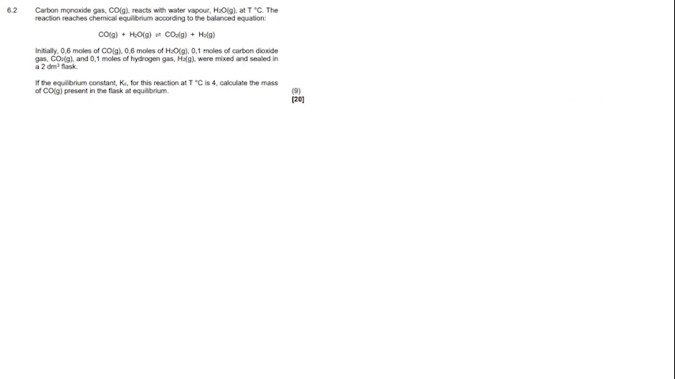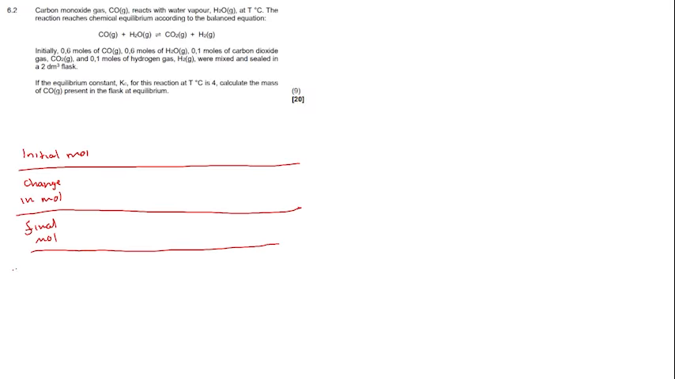Question 6.2. Carbon monoxide gas reacts with water vapor at T degrees Celsius. The reaction reaches chemical equilibrium according to the balanced equation. Initially, 0.6 moles of carbon monoxide, 0.6 moles of water, 0.1 moles of carbon dioxide gas, and 0.1 moles of hydrogen gas were mixed in a sealed 2 decimeter cubed flask. If the equilibrium constant Kc for this reaction at T degrees Celsius is 4, calculate the mass of carbon monoxide present in the flask at equilibrium.